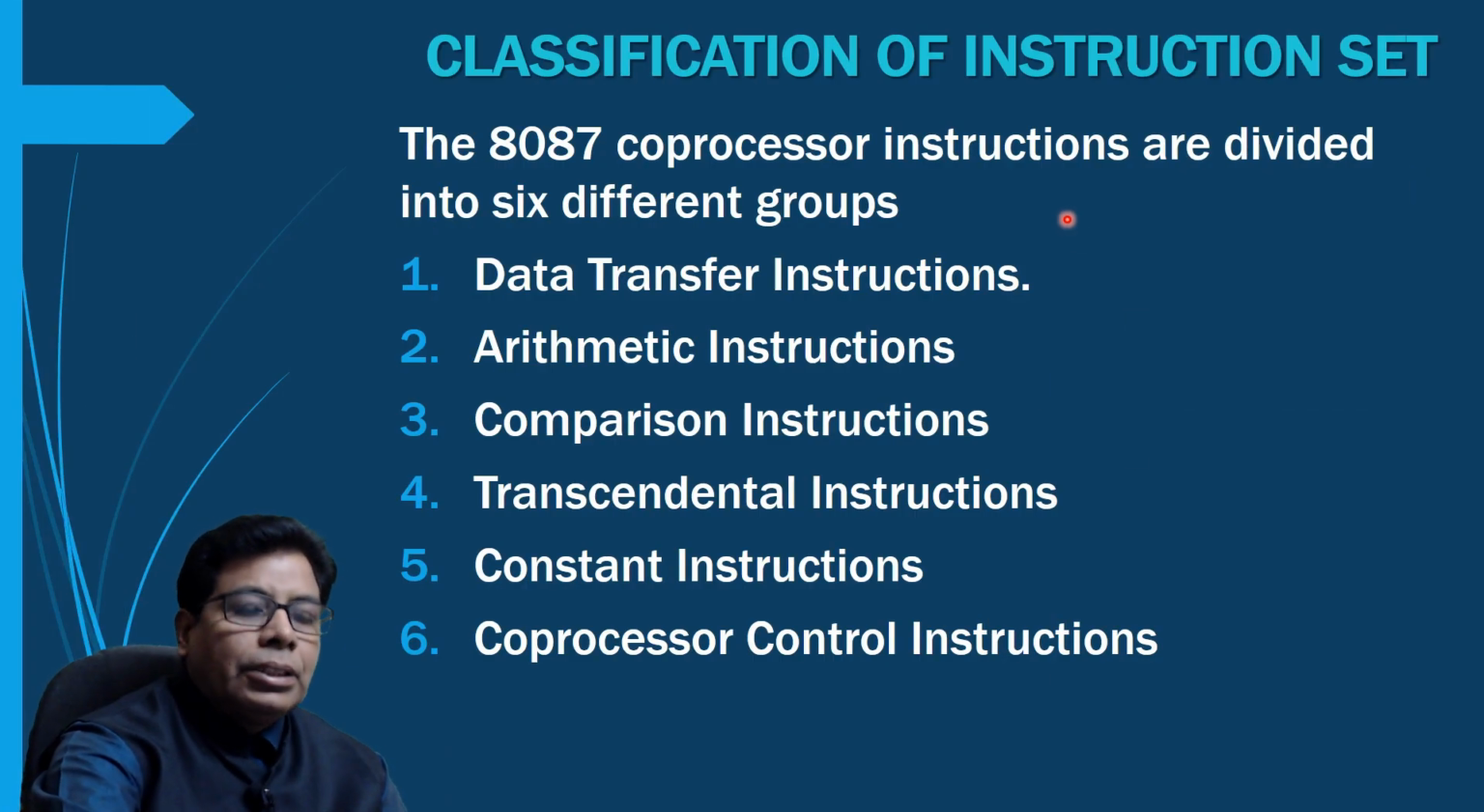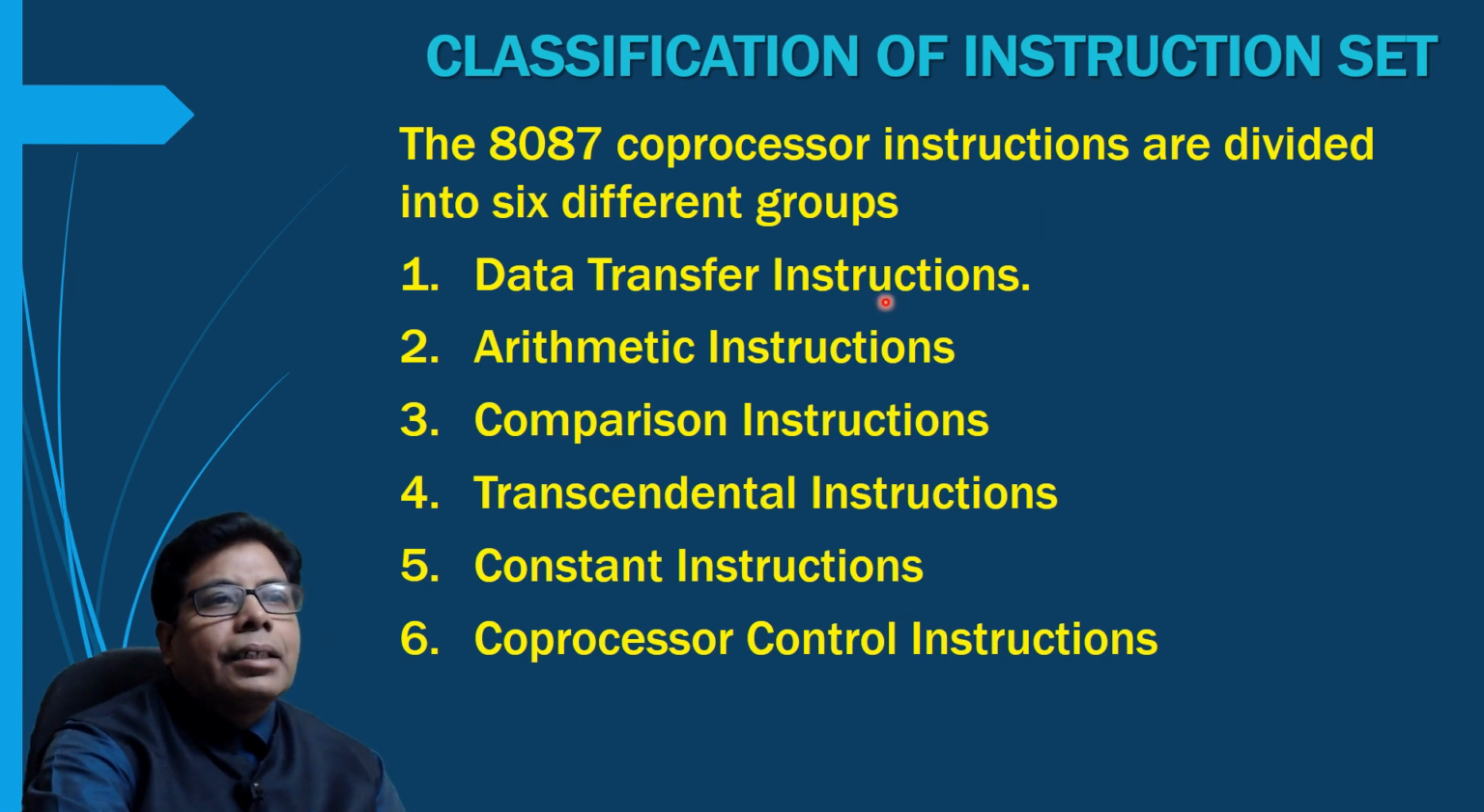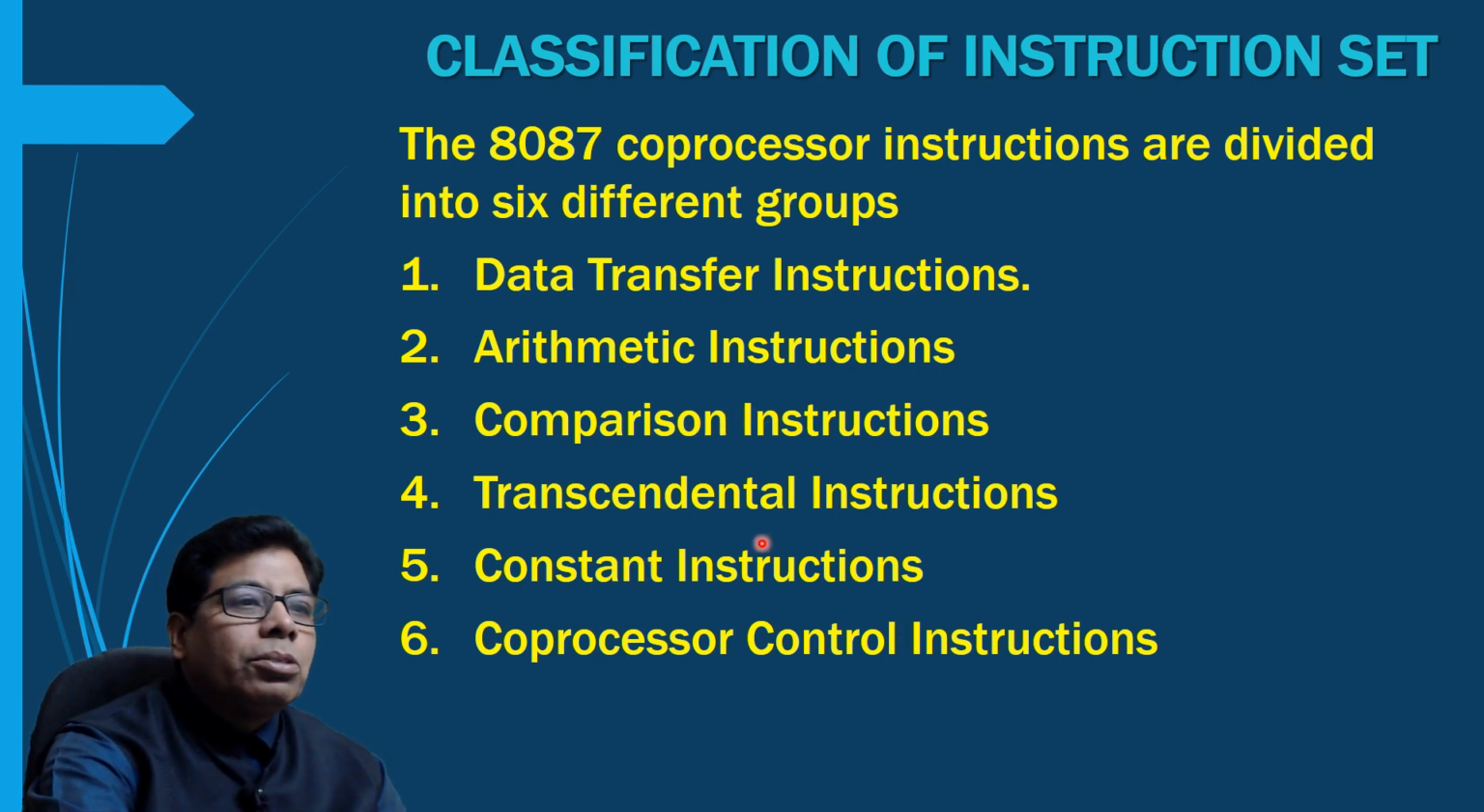Then classification of the instruction set. The 8087 instructions are divided into 6 different groups: data transfer group, arithmetic instructions, comparison instructions, transcendental instructions, constant instructions and coprocessor control instructions. We will see today the data transfer instructions only. The other instructions, arithmetic, comparison, transcendental, constant, will be taken in the next videos, because it's not possible to cover all the instructions in a single video.